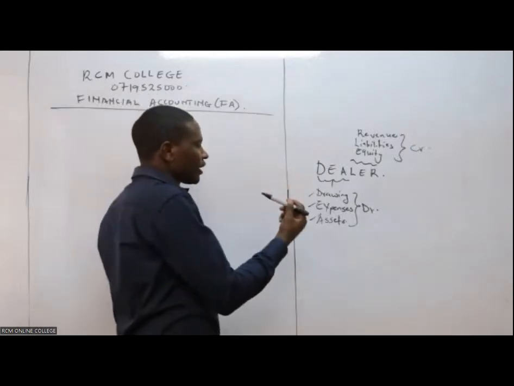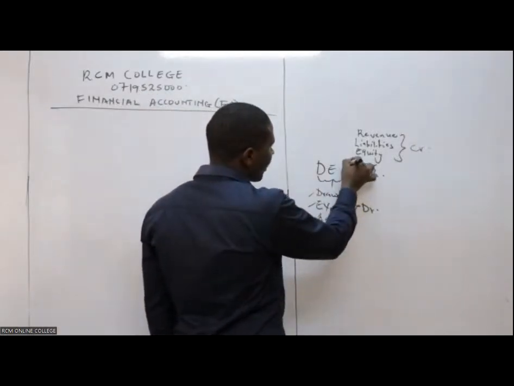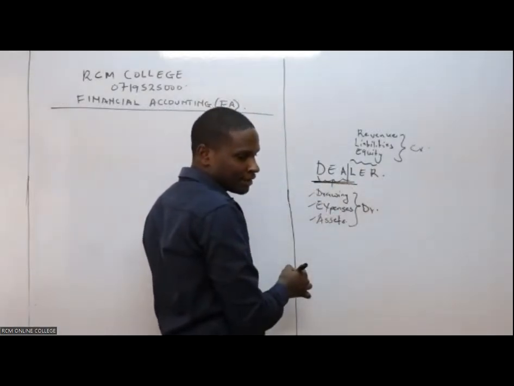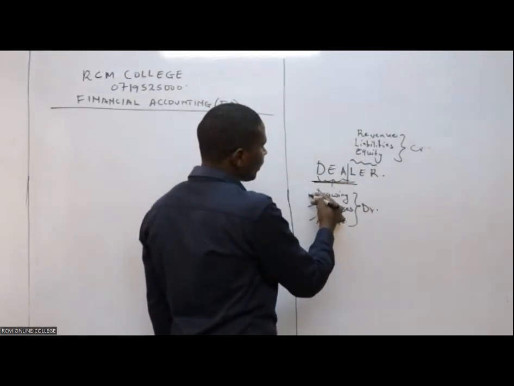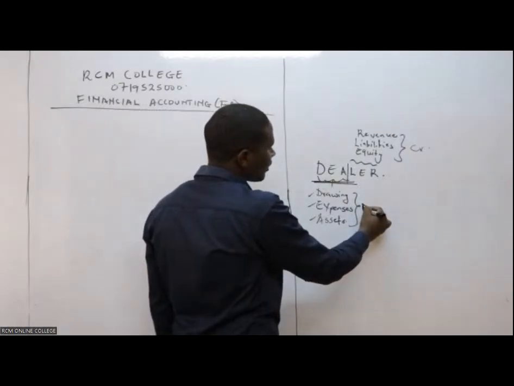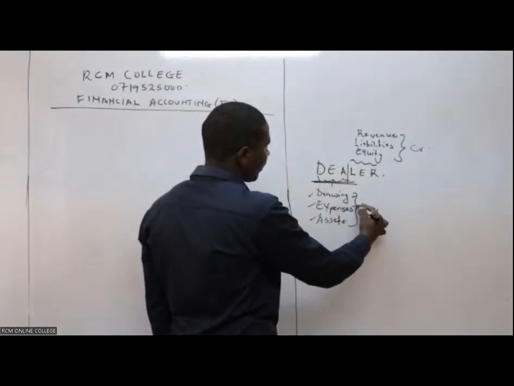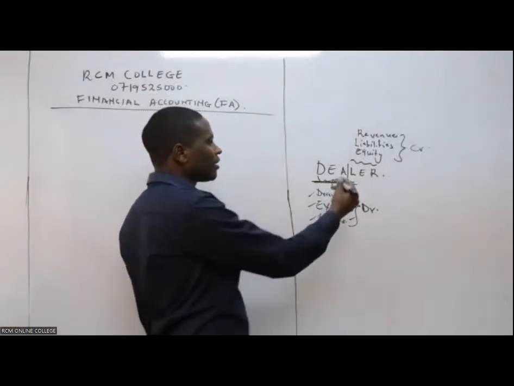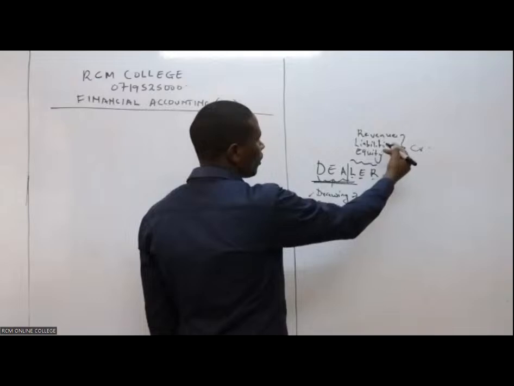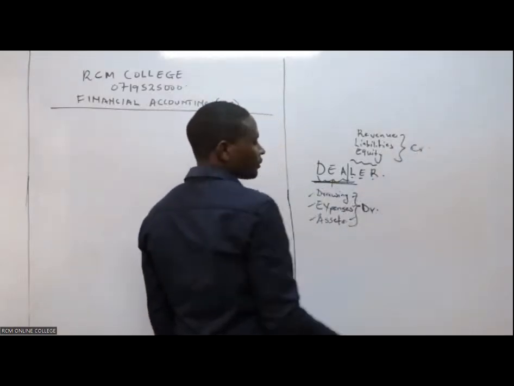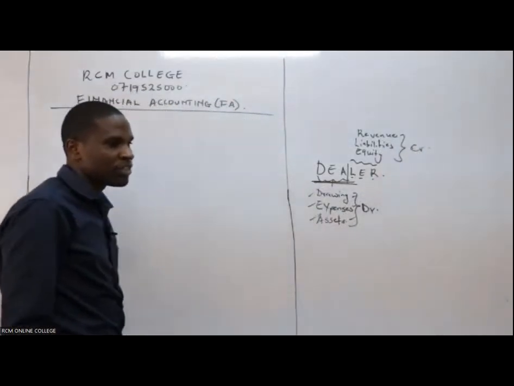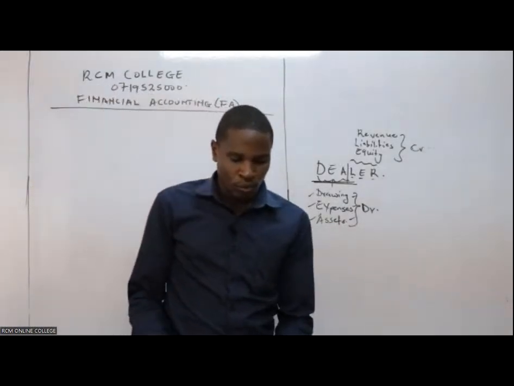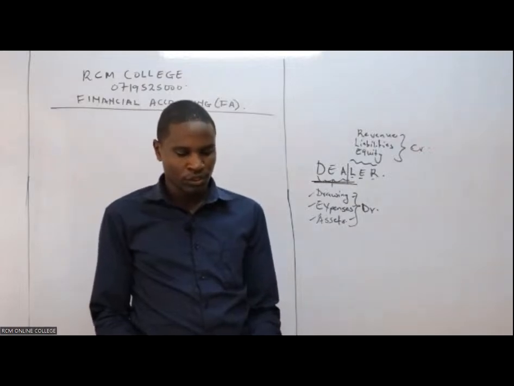At this juncture, you have to understand this, or you have to get this concept of dealer. Whatever we have as the debit balance is drawings, expenses, and all the assets. They have a debit balance. And then we have liabilities, equity, and revenue or sales. They have a credit balance. And you have seen that from the question. Now, I want us to take a look at our question and then solve.